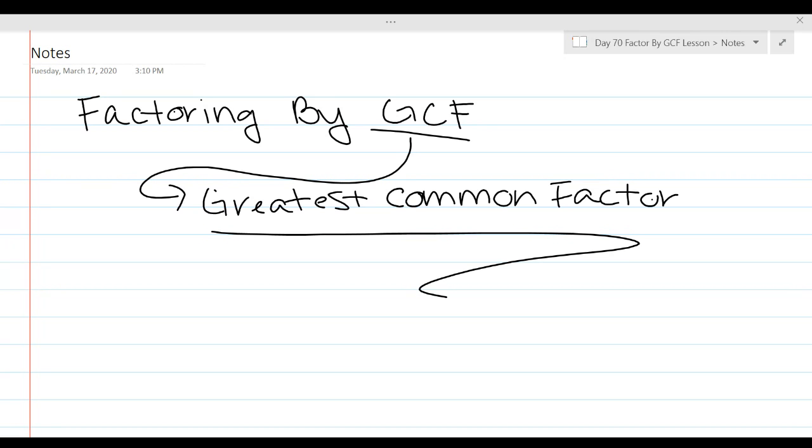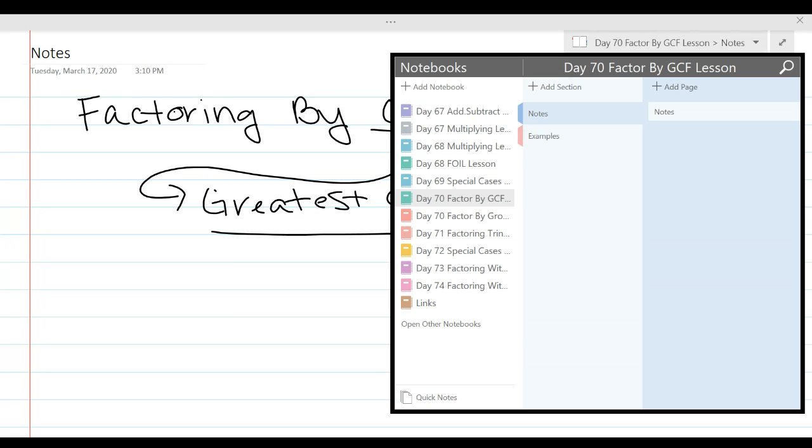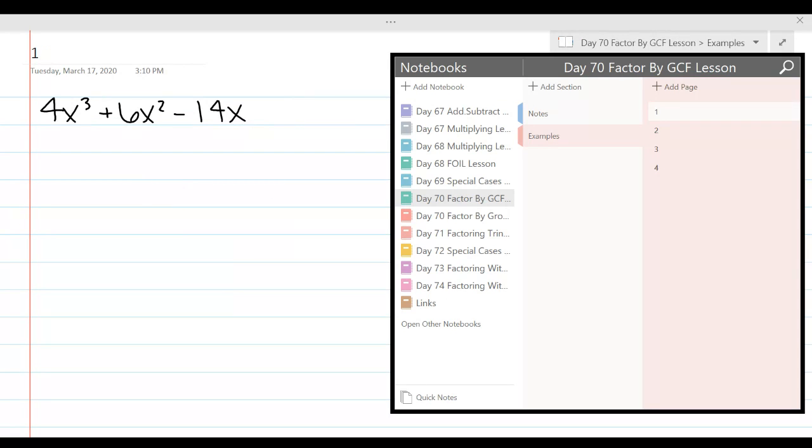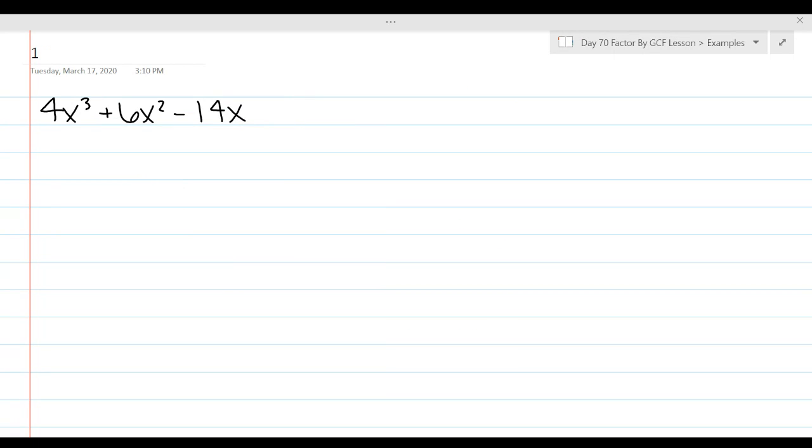So what we're going to be doing in these is we're going to be looking at trinomials and pulling out the greatest common factor of each term inside that trinomial. Okay, let's look at our first example. So our first example is 4x cubed plus 6x squared minus 14x. So we want to look at each of these terms here and determine what the greatest common factors of each three are. First, let's look at the coefficients.